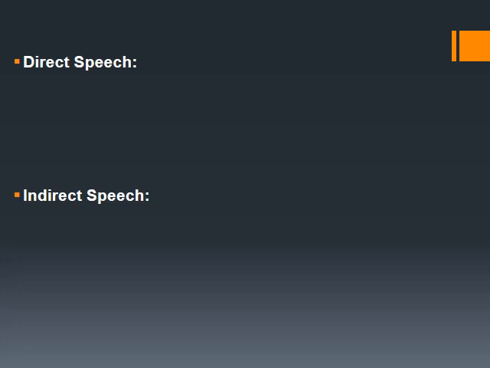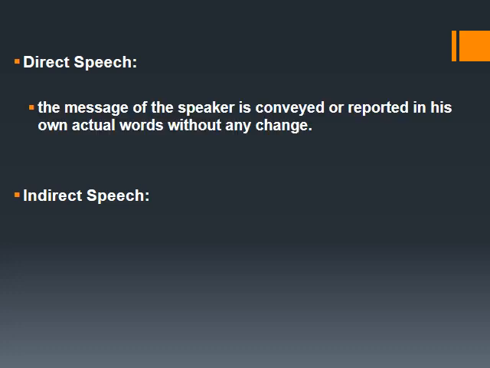So we'll see an example of a direct speech. Before that, you will see what a direct speech is and what an indirect speech is. The direct speech is a message of the speaker which is conveyed or reported in his or her own actual words without any change. So that is direct speech, directly coming out of the speaker. Whatever message is given by the speaker as such, actual words, no change to that.